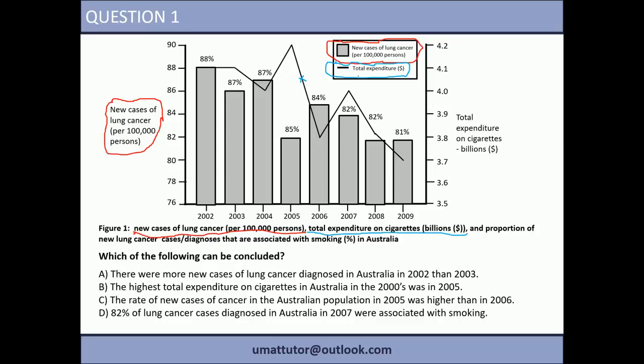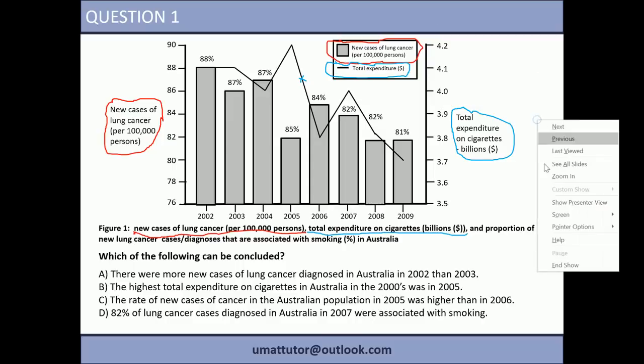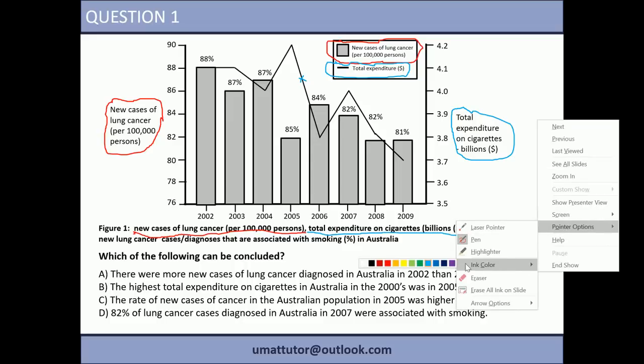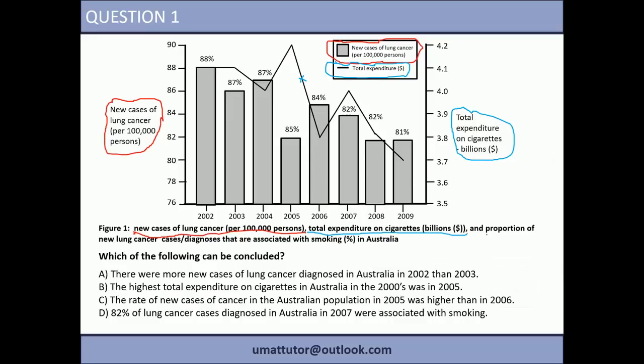And where else do we see total expenditure on the graph? Well, it's on the right hand side here. So what that means is we have to read the line graph off the right hand axis, off the numbers we have down here. So that's the second part. The final is just that final bit of the figure 1, which is saying the proportion of new lung cancer cases which are associated with smoking as a percentage. And all of this is in Australia, of course.